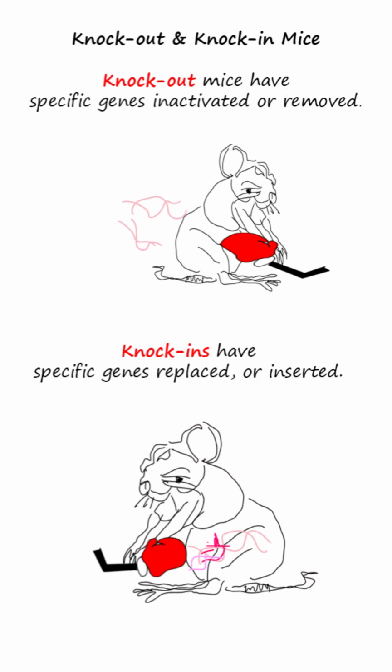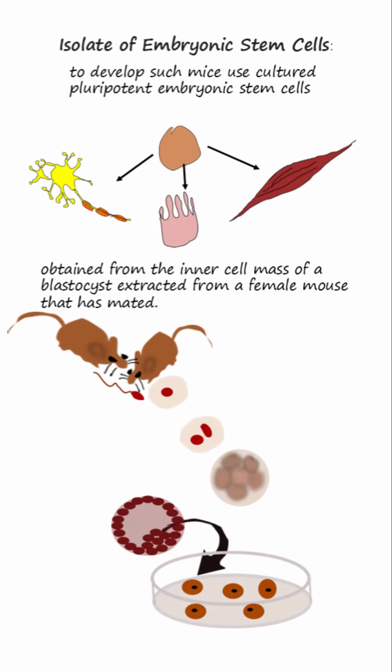Knockout mice have specific genes inactivated or removed, while knock-ins have genes replaced or inserted. A way to develop such mice uses cultured pluripotent embryonic stem cells obtained from the inner cell mass of a blastocyst extracted from a female mouse that has mated.